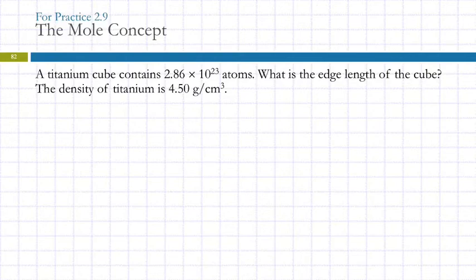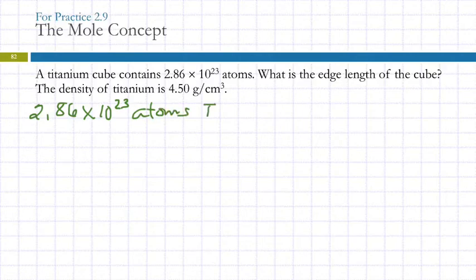So what do we do? Well, we read the problem. A good first step is write down the numbers with their units. So let's write that down. We've got 2.86 times 10 to the 23rd atoms of what? Titanium, right? So titanium is Ti.